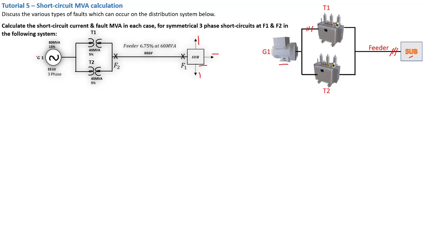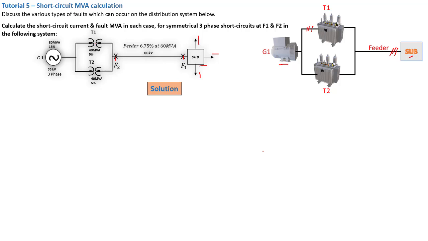Now they say we need to calculate the short circuit current and fault MVA in each case for a symmetrical three-phase short circuit at F1 and F2. So this is F2 right here, and this is F1. We can clearly see that F2 is a fault occurring right before the transmission, and F1 is occurring after the transmission. So we need to see the magnitude of this fault. Obviously, the transmission impedance is going to determine the difference between these two faults.